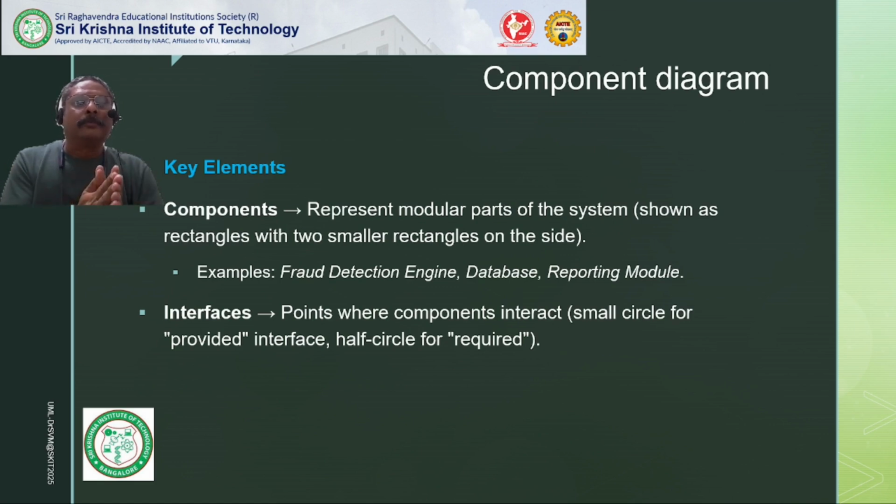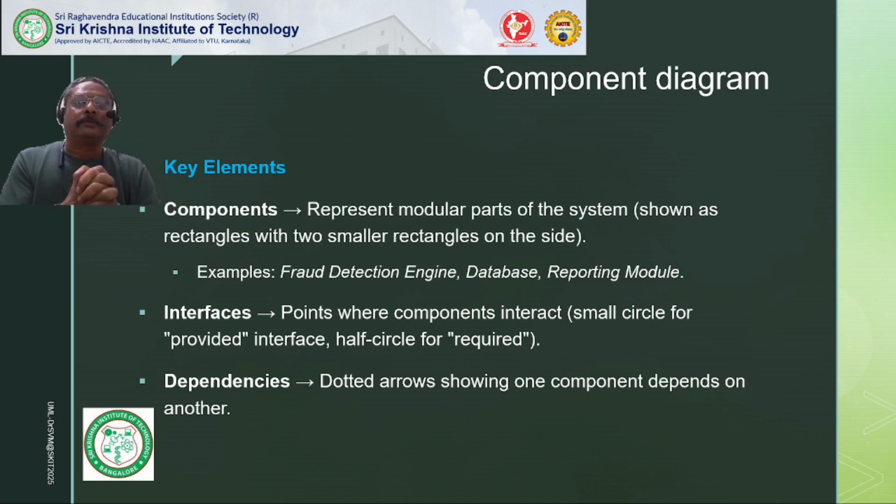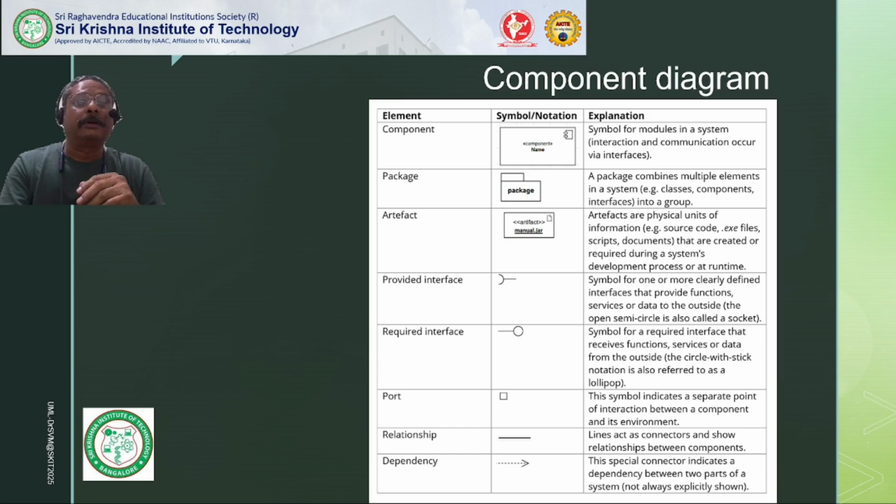Some components provide a service, so they are called the provider, and some components require services, so they are represented as the required side. Between two components, one is providing some service, and the other is receiving or requires that service. The required interface is represented with a half circle, and the provided interface with a full circle. Dependencies are shown with a dotted arrow showing that one component depends on the other.